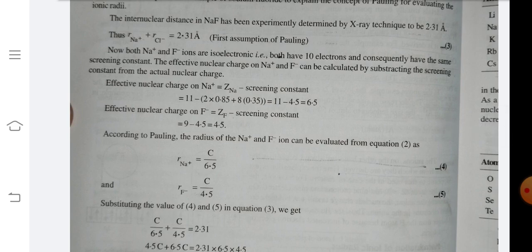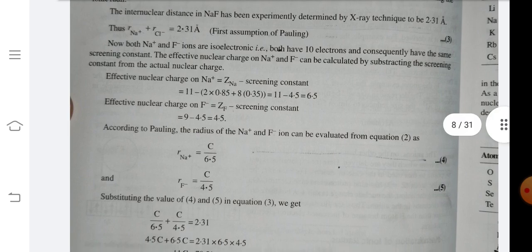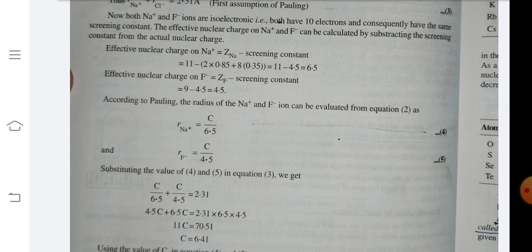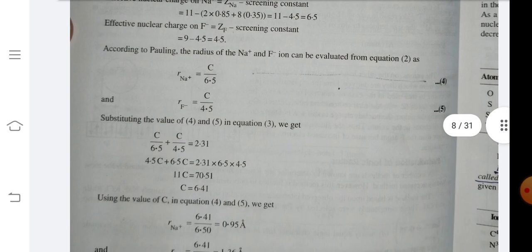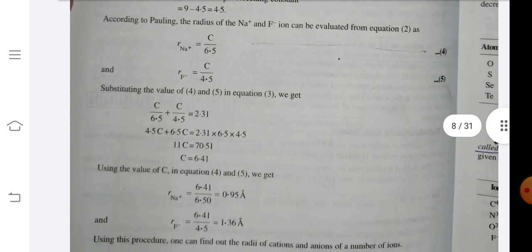and consequently have the same screening constant. The effective nuclear charge on Na+ and F- can be calculated by subtracting the screening constant from the actual nuclear charge. Effective nuclear charge on Na+ is equal to Z(Na) minus the screening constant, that is 11 minus (2 into 0.85 plus 8 into 0.35), which is equal to 6.5. Effective nuclear charge on F- is equal to Z(F) minus the screening constant, that is 9 minus 4.5, which is equal to 4.5.